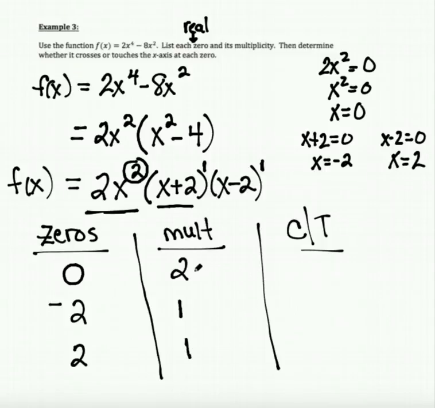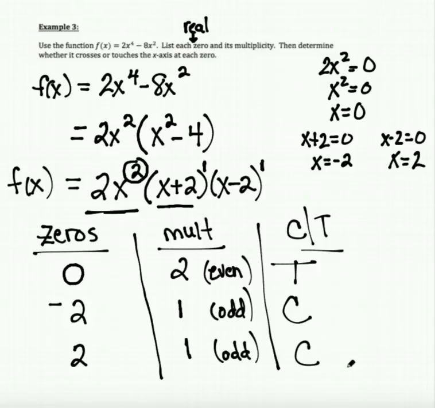Remember, if the multiplicity is even, it's going to just touch the x-axis and turn around. If the multiplicity is odd, it's going to cross, and this one is also odd, so it's going to cross. So it's going to touch at 0, it's going to cross the x-axis at negative 2, and cross the x-axis again at positive 2.